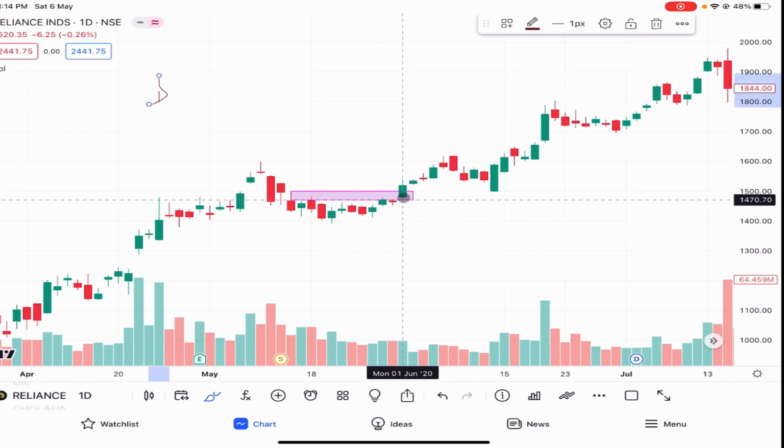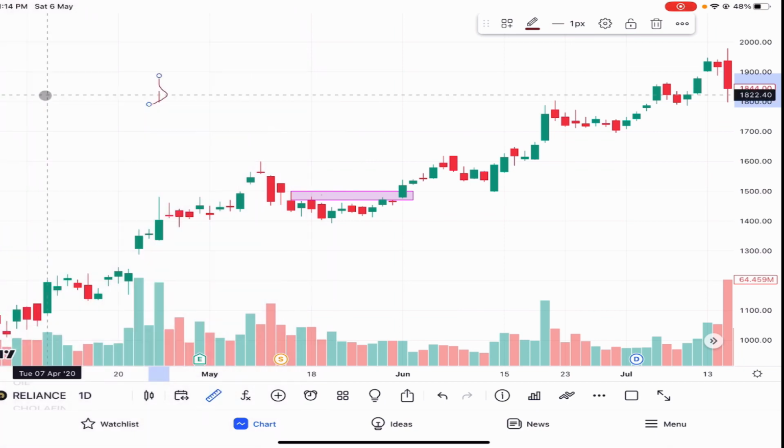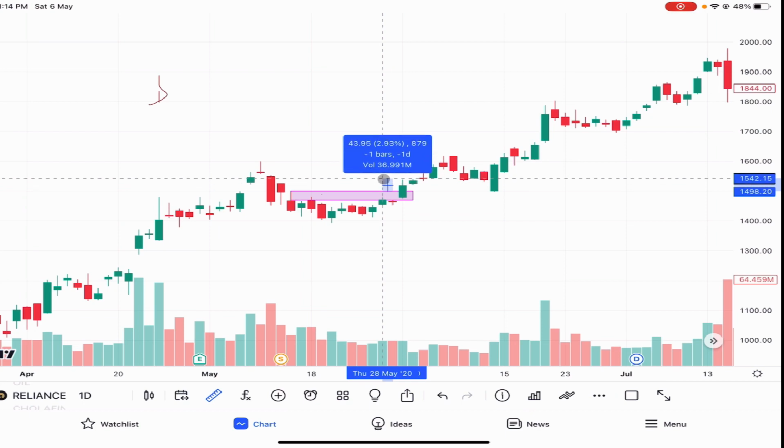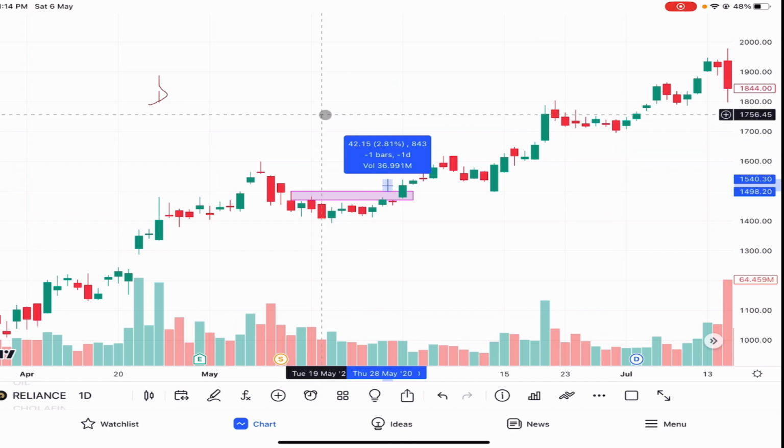Now I'm going to see the percentage of breakout. So how am I going to find my percentage of breakout? I can just measure it. I can measure my breakout. You can see that my breakout over here is 2.93%. Can you see it written over here? 2.81%.